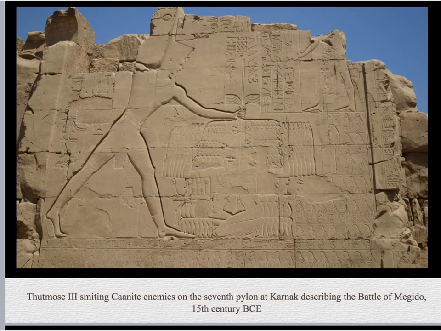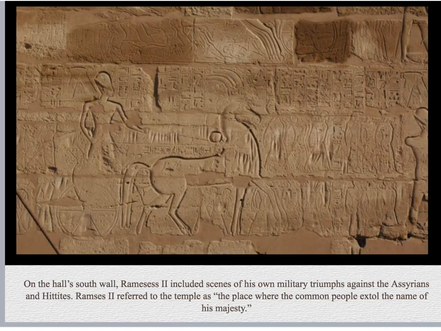as rulers of Egypt. So for example, here's the Pharaoh Thutmose III smiting his Canaanite enemies on the 7th pylon at Karnak. So they had all of these sculptures created, or these carvings, to show their power and legitimize their rule. Here's another one celebrating the military victory of Ramses II.